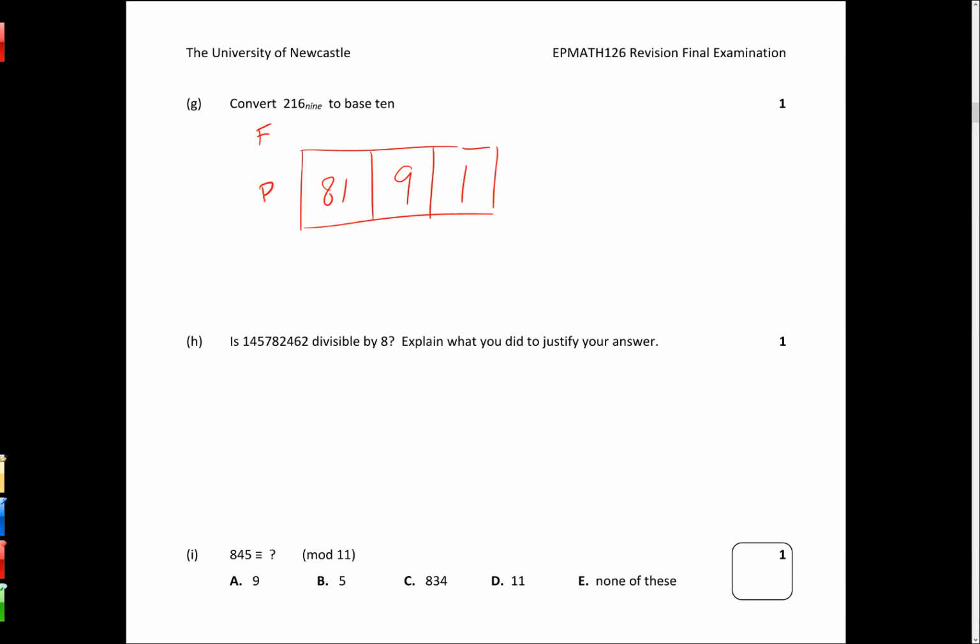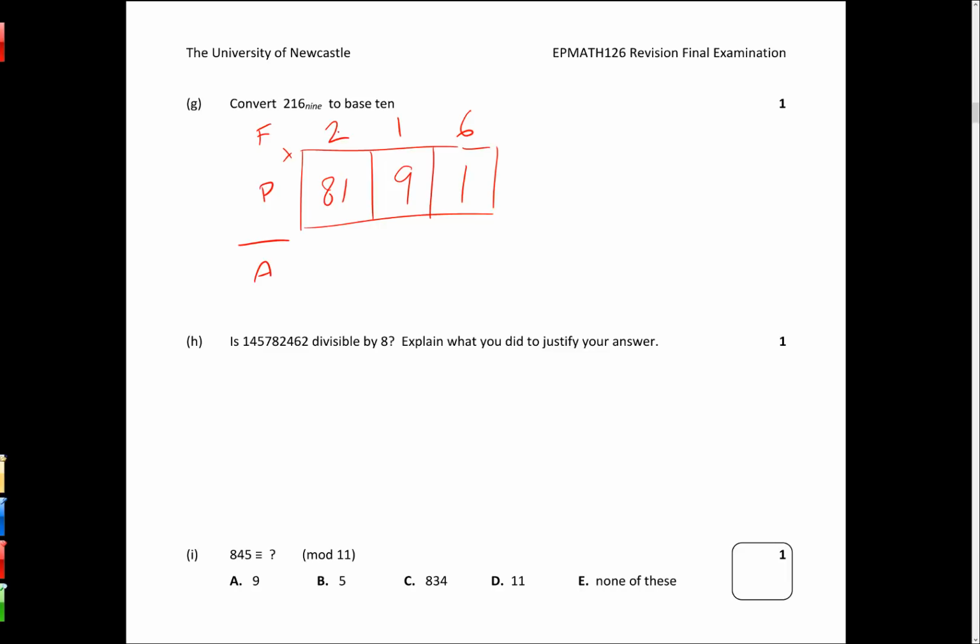So here I'm doing my face, place, actual. My place values are there. They're base 9 place values. Start with a 1 and times by whatever the base number is. The face values are just the digits I've got in the question, 216. And face times place always gives you the actual.